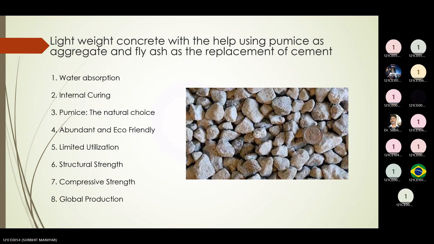Compressive strength: concrete design priorities, compressive strength, which pumice concrete can deliver. Global production: Italy leads pumice production, followed by Greece, Chile, Spain, Turkey, and the US. Pumice is primarily used in lightweight construction materials.